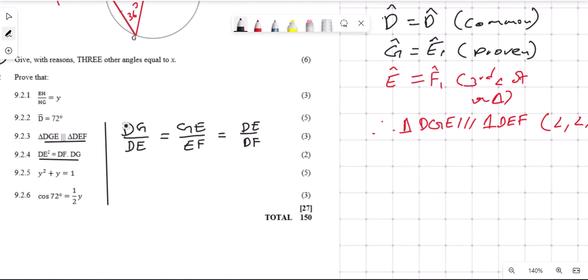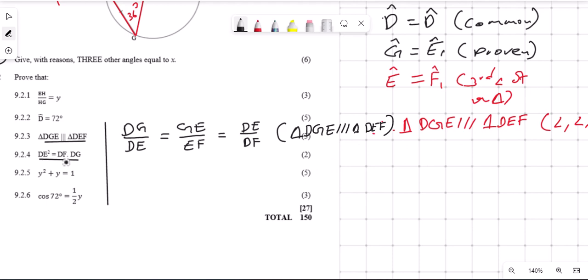Please give us a reason. Your reason can be that this is proven here, or you can say triangle DGE is similar to triangle DEF. Exactly.